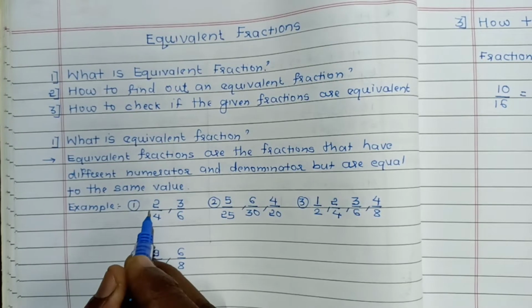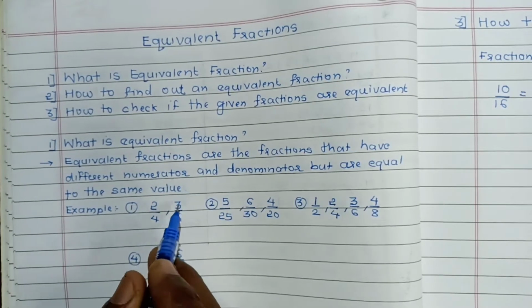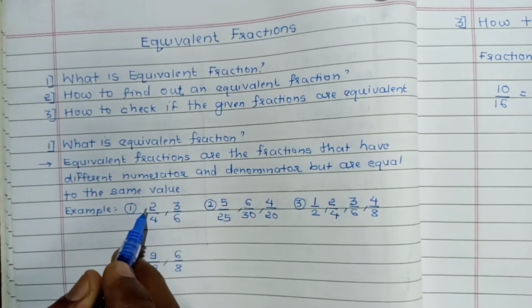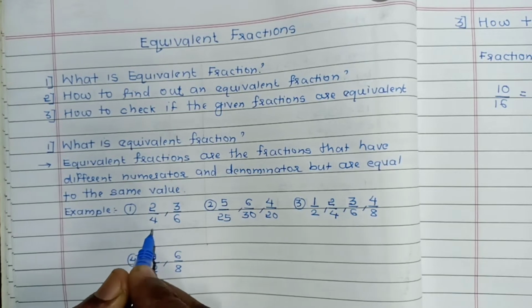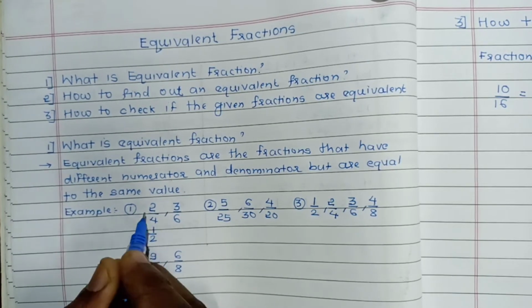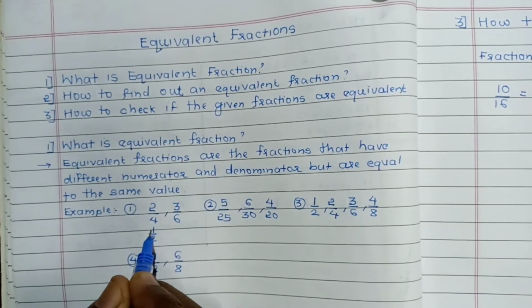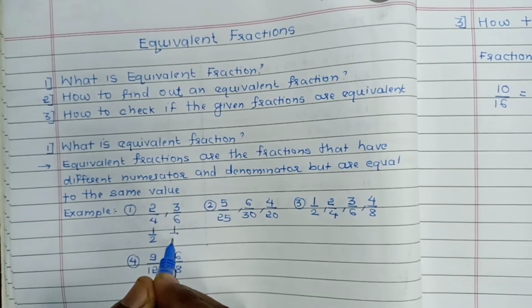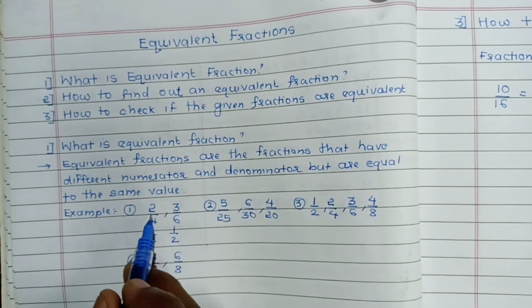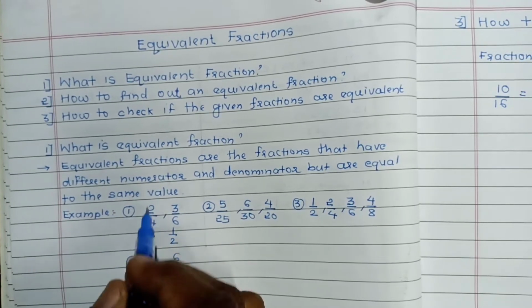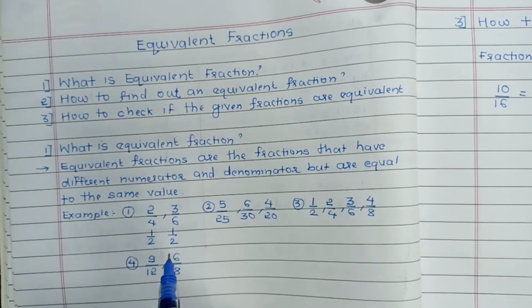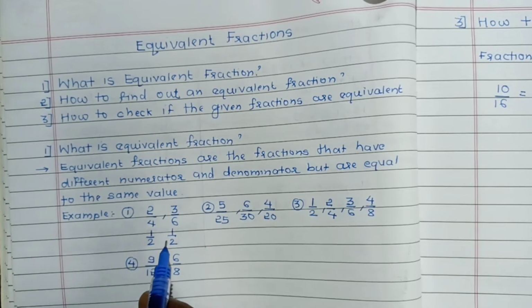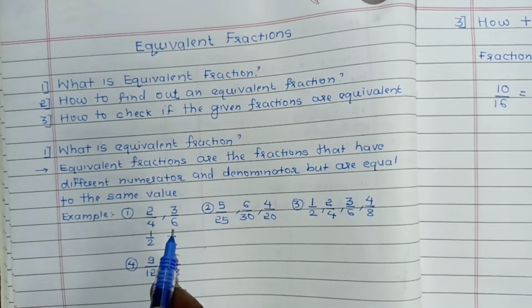You have to simplify these fractions, 2 upon 4 and 3 upon 6. If you simplify 2 upon 4, you will get 1 upon 2, since 2 2s are 4. And for 3 upon 6, 3 2s are 6, so we get 1 upon 2. For both fractions we get 1 upon 2 when we simplify. That's why 2 upon 4 and 3 upon 6 are equivalent fractions.